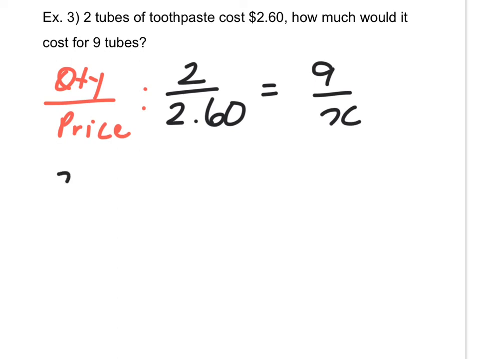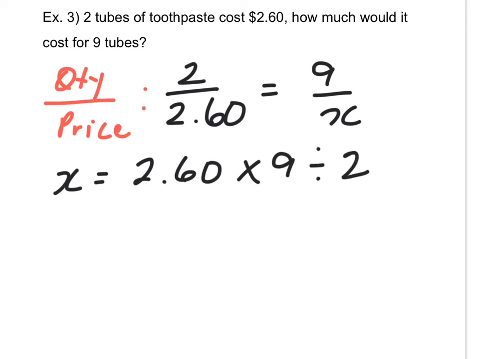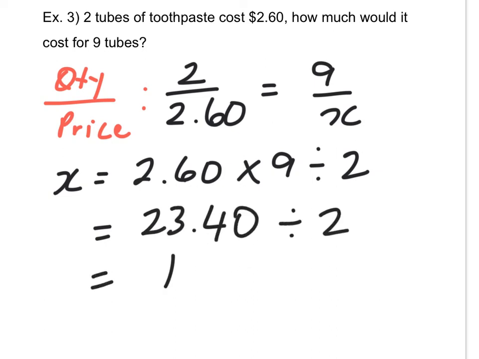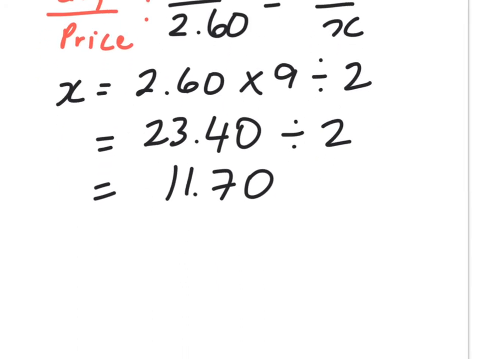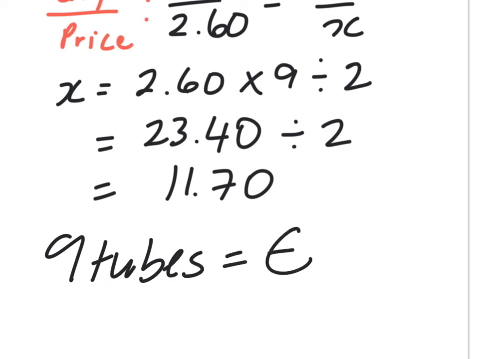So, X is equal to 260 times 9 divided by 2. 260 times 9 is 2340. Okay, you can work that out. And then divided by 2, it's going to be 1170. And what's that? X is the price of 9 tubes of toothpaste. So to clarify, 9 tubes equals, say we're talking in euros, 1170. And that's it. Simple. So those questions are easy. We'll practice some of those in class.